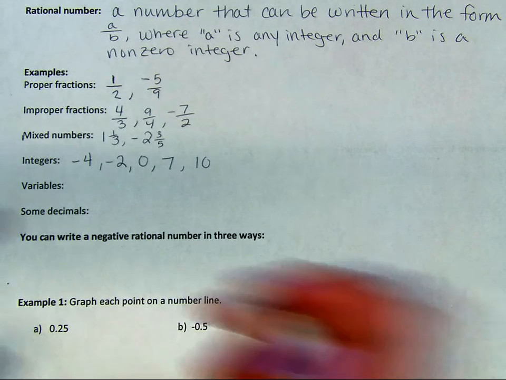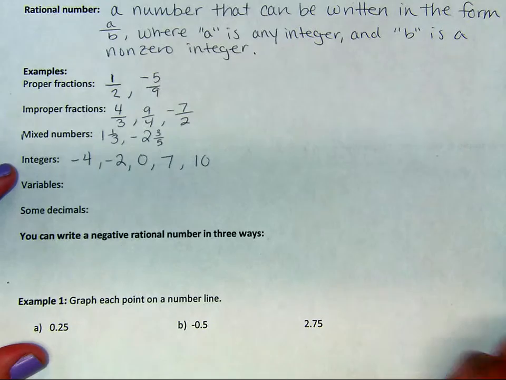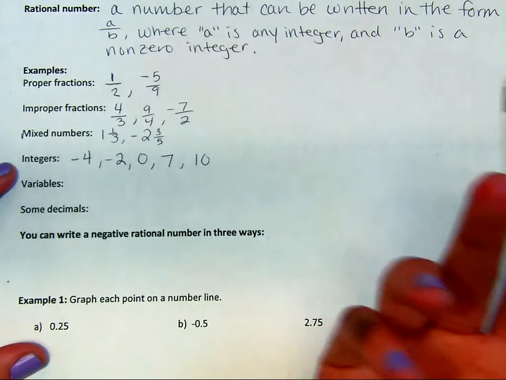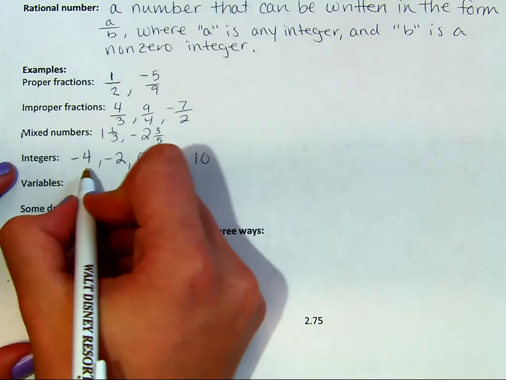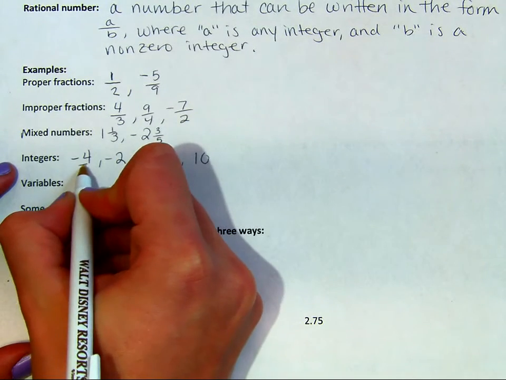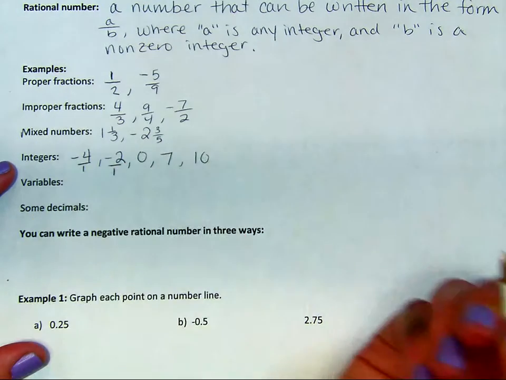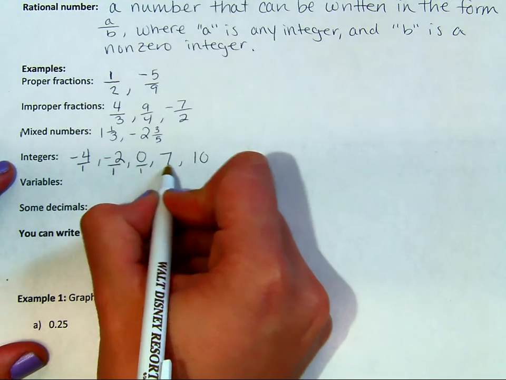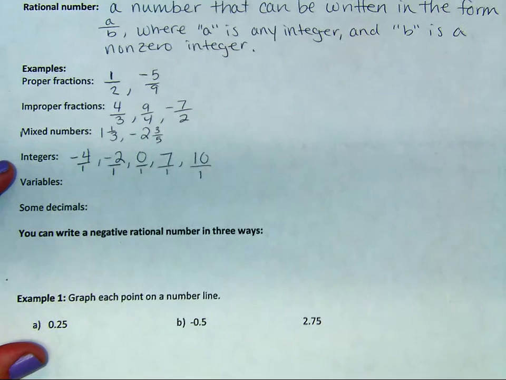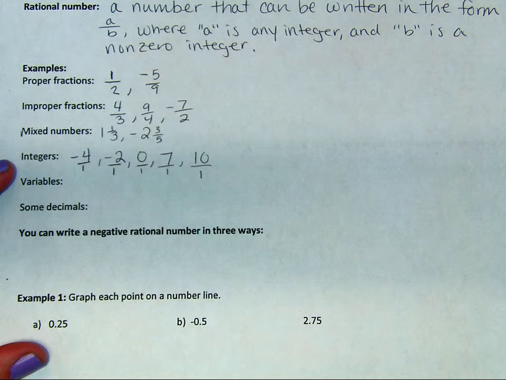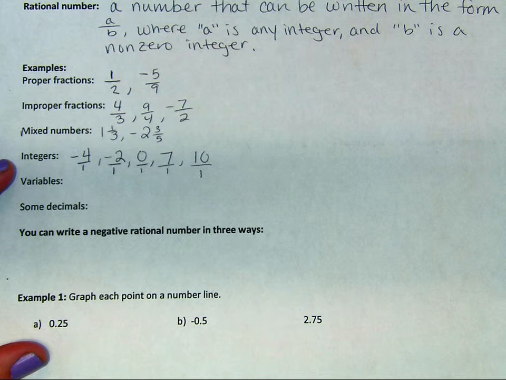The reason integers can be rational numbers is because they can be written as fractions. Like -4, we could write that as -4/1. -2/1, we could also do that. 0/1. These could all be written as ratios, so they're rational numbers.